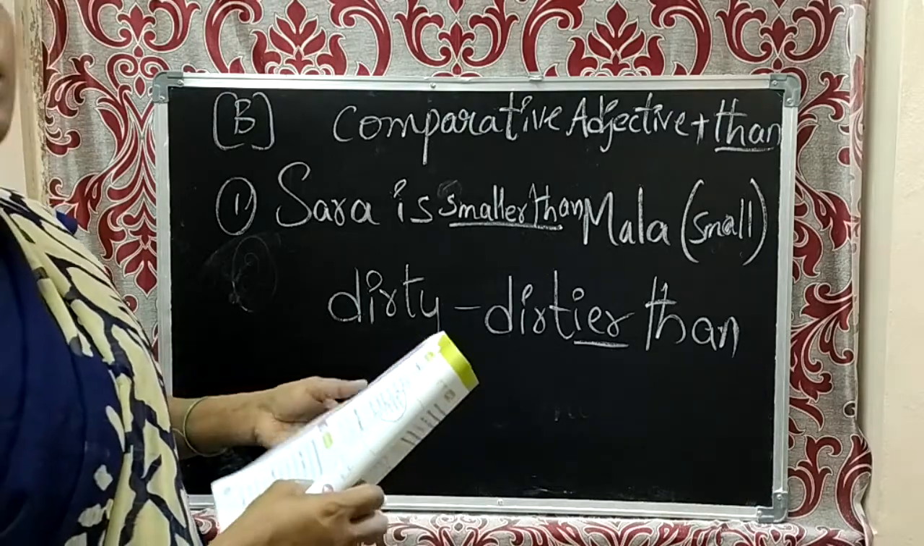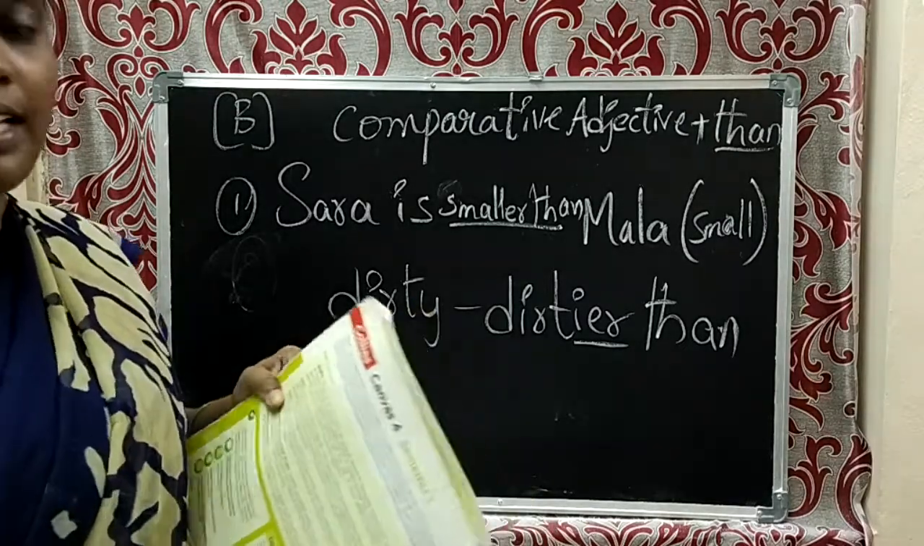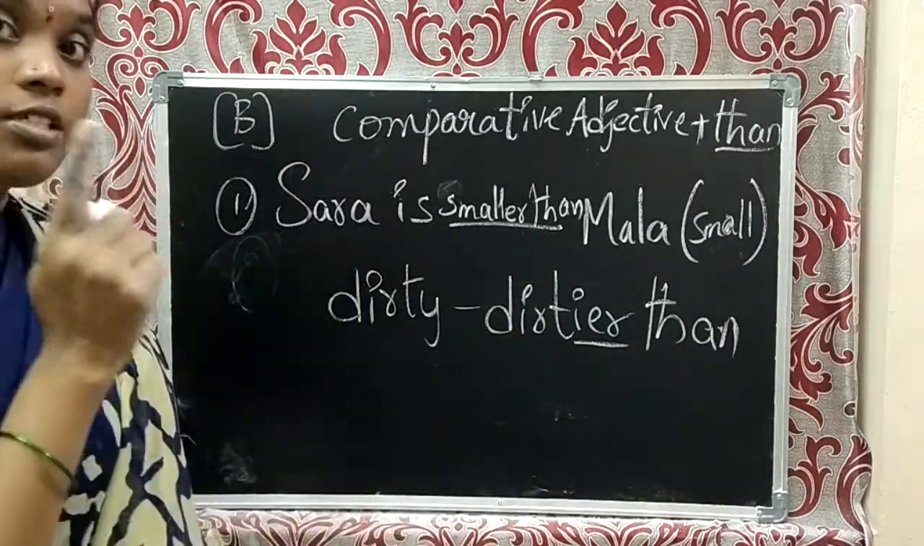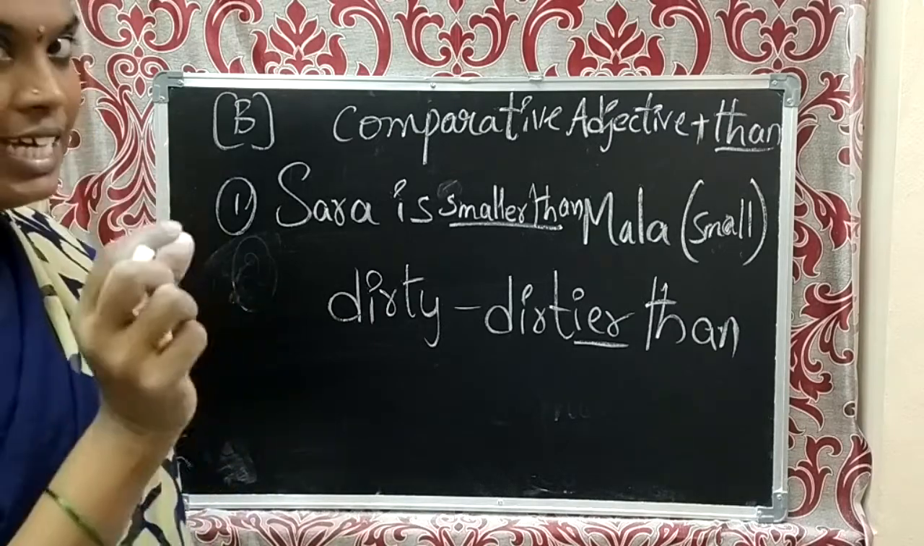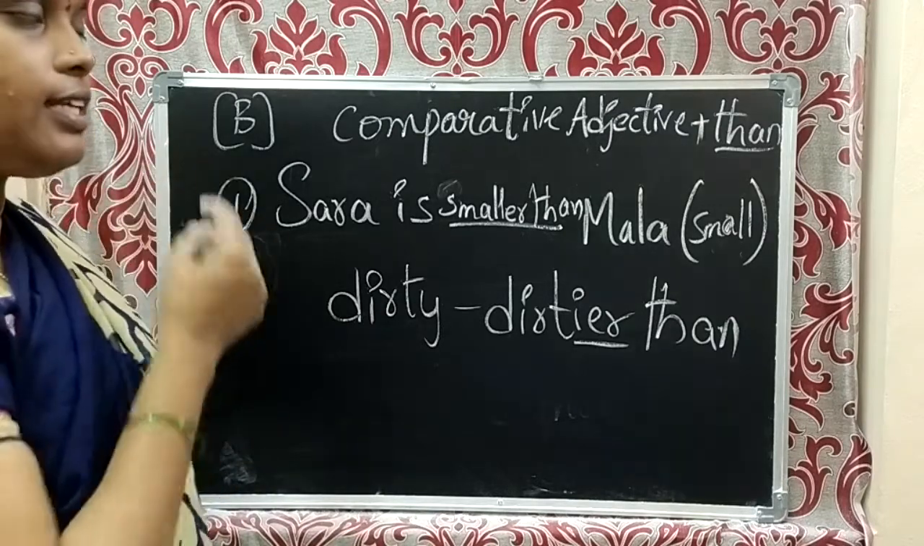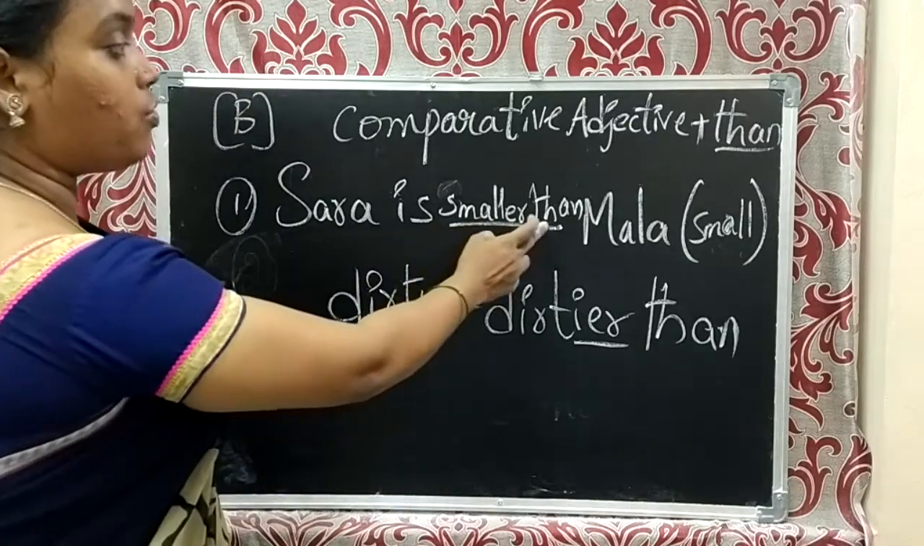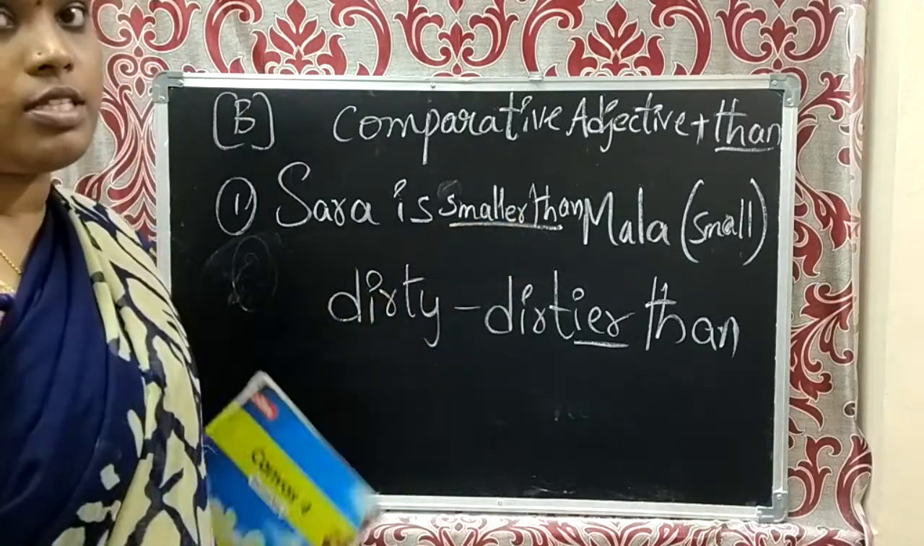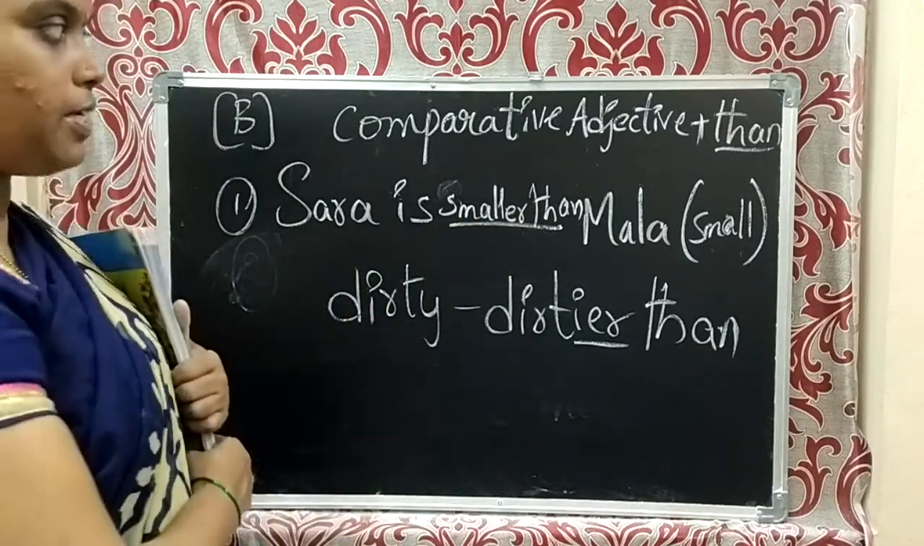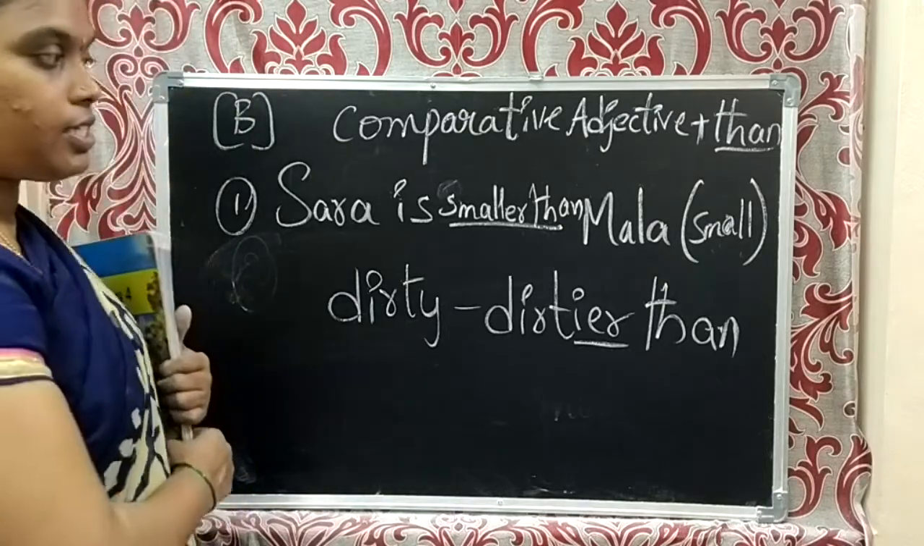This is about the grammatical aspect of comparatives. In the first exercise we only used er or more for comparison, but here we can use than also. Hope you understand. Is it clear with you?